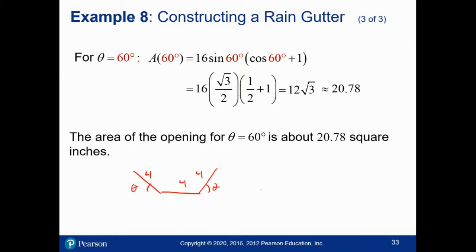You can imagine if theta is really small, I have very little area, very little space for the water to flow through. But if I make theta too big, maybe I even bend it inwards, so now my theta is all the way to here. I have a pretty bad gutter that way as well. Somewhere in between, there should be an angle theta that makes the biggest possible area. And since that's where the water is flowing, that makes a gutter that can carry the most water possible.